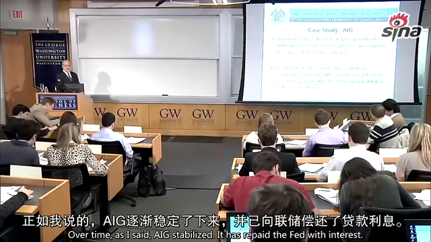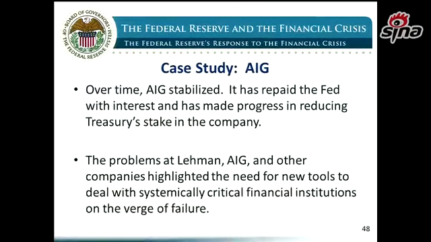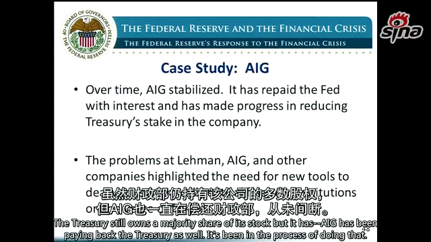Over time, as I said, AIG has stabilized. It has repaid the Fed with interest. The Treasury still owns a majority share of its stock, but AIG has been paying back the Treasury as well. It's been in the process of doing that.